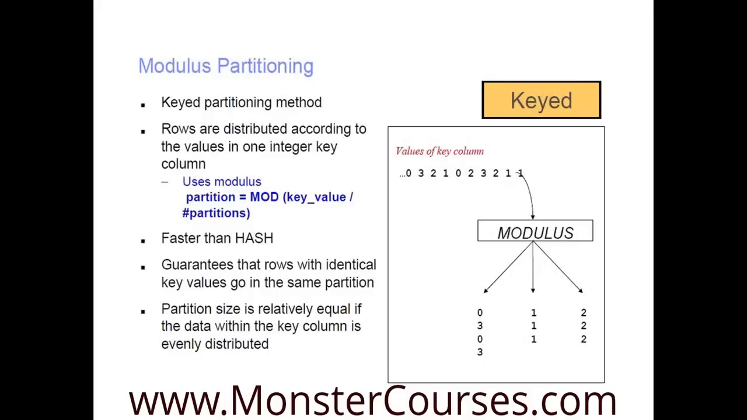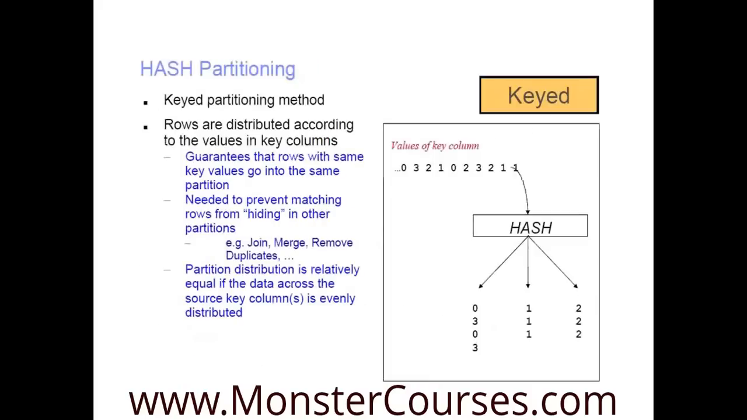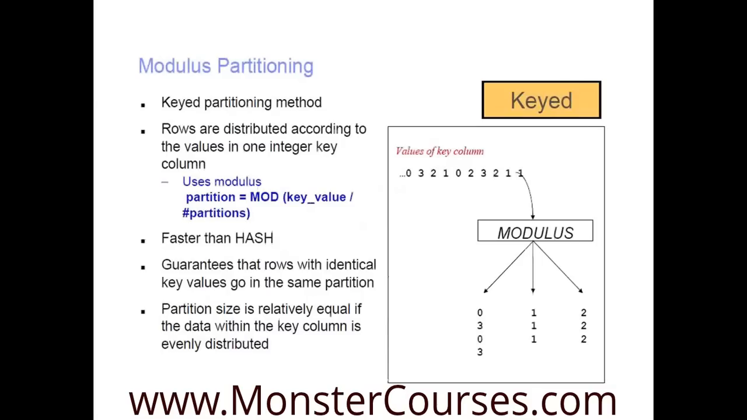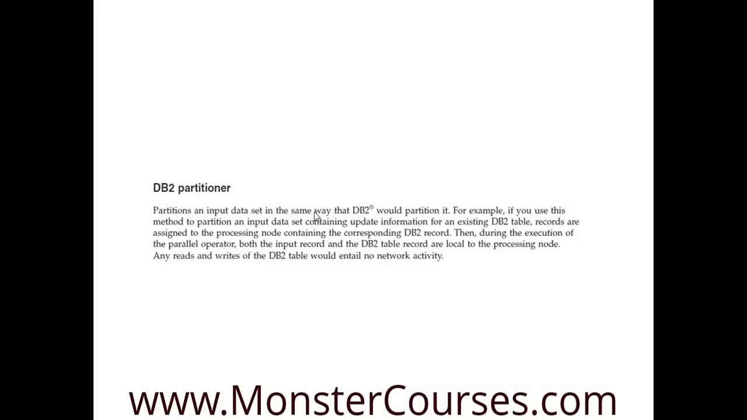Next one is modulus. It is the same as hash partitioning, but performance-wise we prefer modulus partitioning. Why? Because it is faster than hash partitioning. This is the logic this algorithm uses: partition equals mod of key value divided by partition number. The key value is the column which we are going to give. The partition number, in the example with three nodes, will be three. The key value is the value of the particular column.